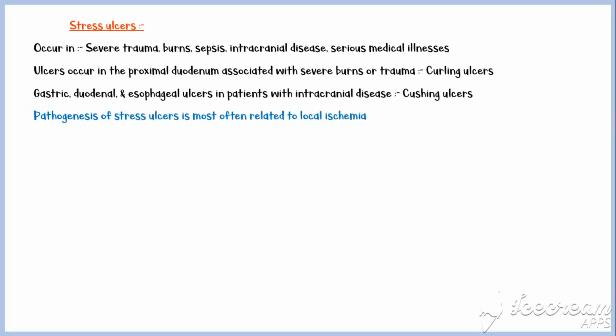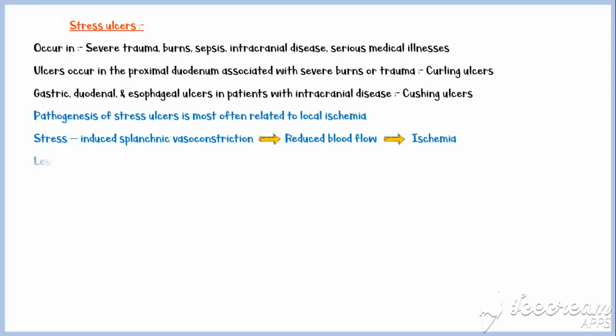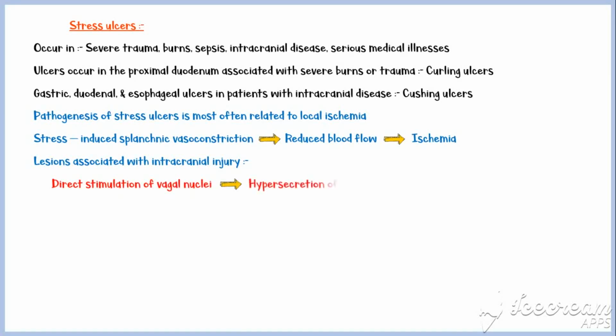Pathogenesis of stress ulcers is most often related to local ischemia. Here what happens is that stress-induced splanchnic vasoconstriction leads to reduced blood flow to the gastric mucosa, resulting in ischemic injury. Lesions associated with intracranial injury are thought to be caused by direct stimulation of vagal nuclei that causes hypersecretion of gastric acid. Now let's discuss the clinical features of acute gastritis.